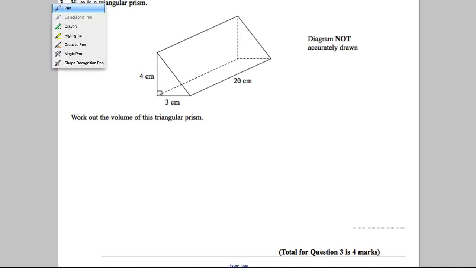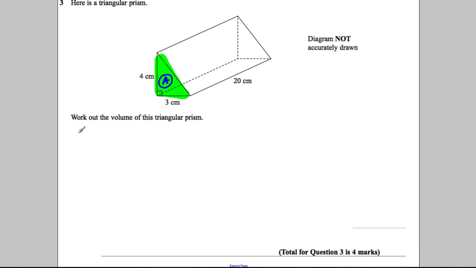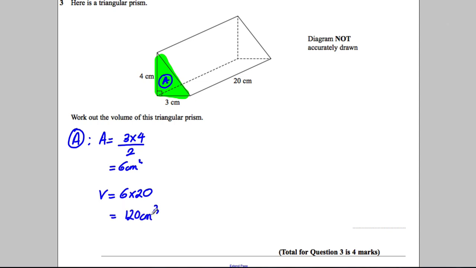Okay, going through this one, the volume of the triangular prism. Firstly, work out the area of the triangle, call it shape A, and then multiply it by 20. So we would do the area of the triangle at the front, which is base times height, 3 multiplied by 4 divided by 2, which is going to equal 6 centimeters squared. So the volume clearly is then 6 multiplied by 20, which is 120 centimeters cubed. Do notice there's no units here, so remember to put in your units, 120 centimeters cubed. That's probably the 4 easiest marks you're going to get on a higher paper. Okay, so make sure you get those ones right.